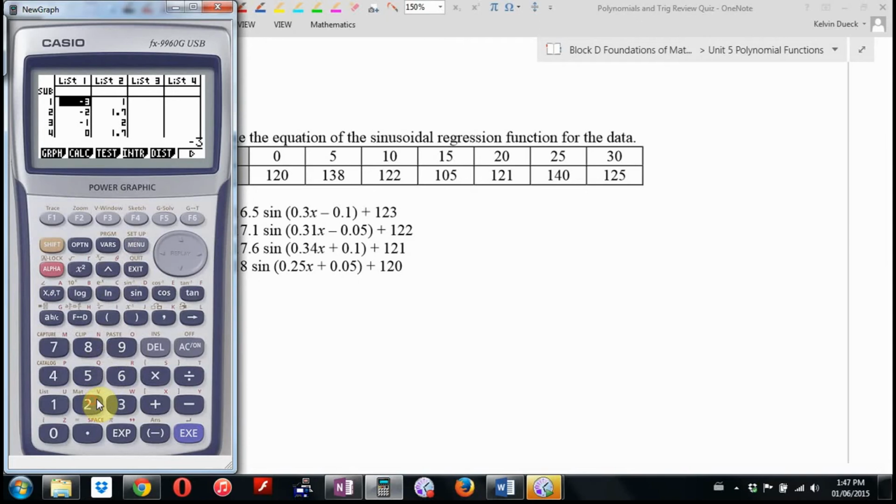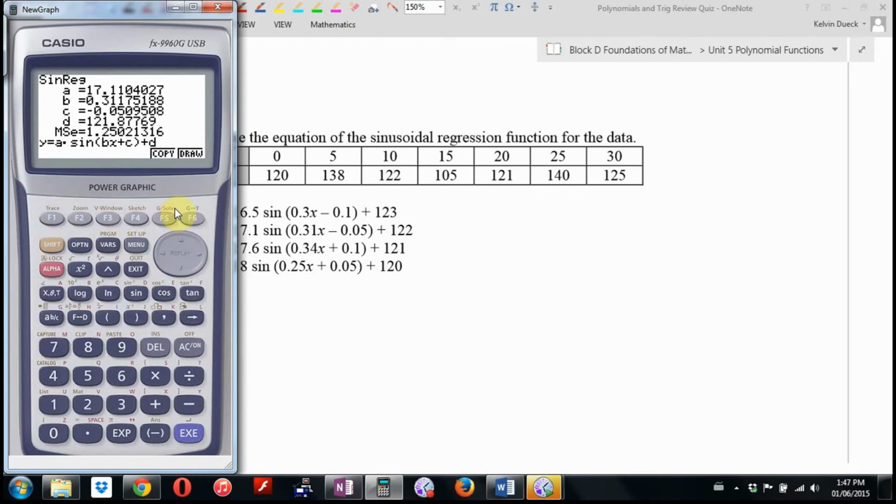Menu, stat, arrow sideways, delete all. Delete all. 0, 5, 10, 15, 20, 25, 30. 120, 138, 122, 105, 121, 140, 125. Calc or graph. Hey, that looks like a trig function. Calc. Sinusoidal. So here it is.